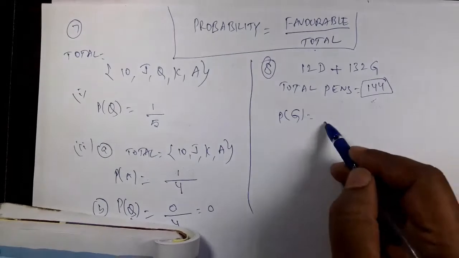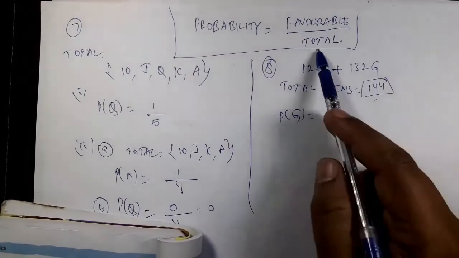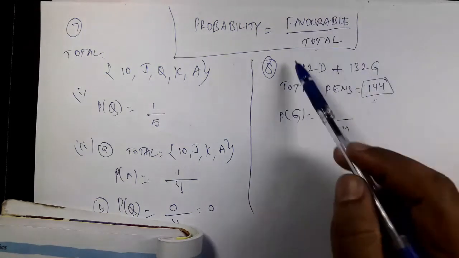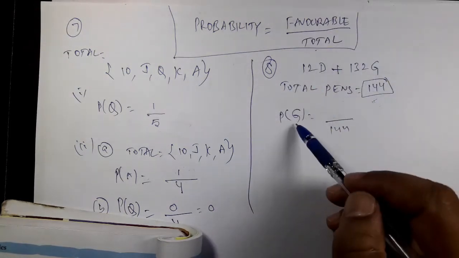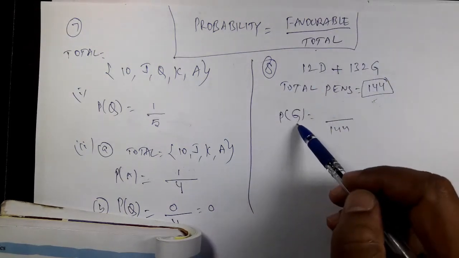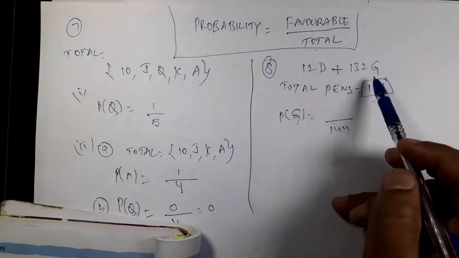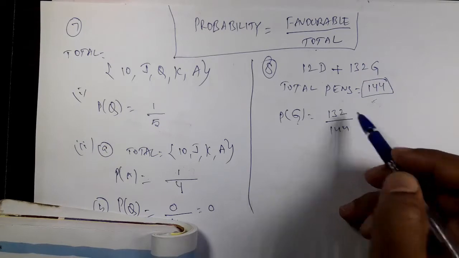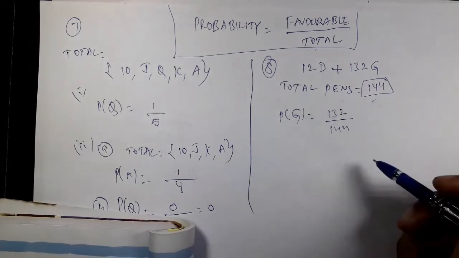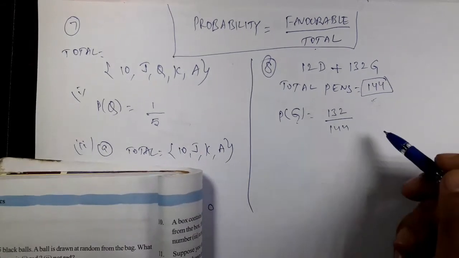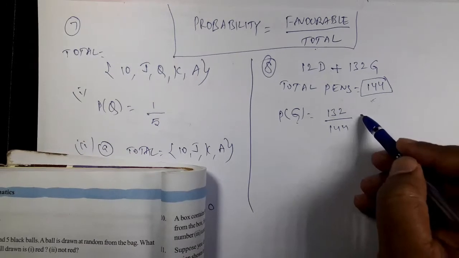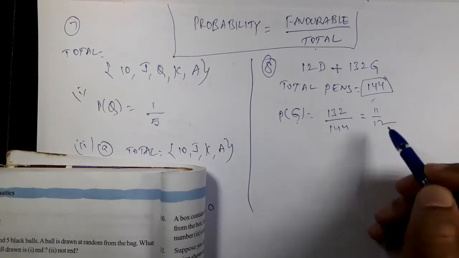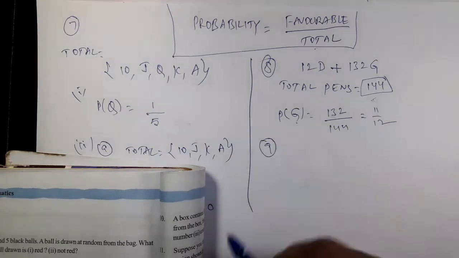Very simple. Denominator is total. Total is 144. Coming to numerator, favorable. How many of these 144 are favorable to this case? This case means good ones. How many of these 144 are good? 132 are good. So your numerator is 132. So this will be 11 by 12. Next, question number 9.